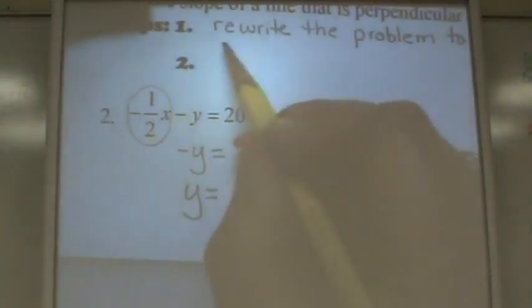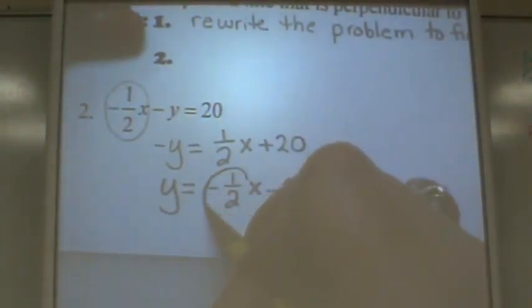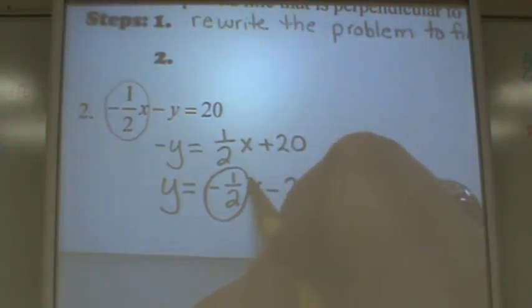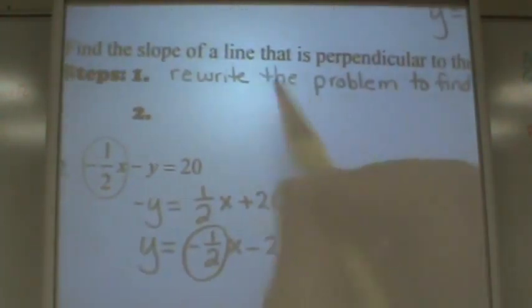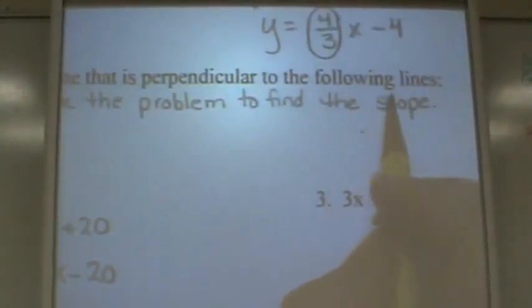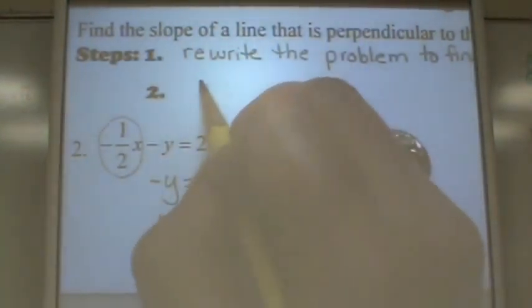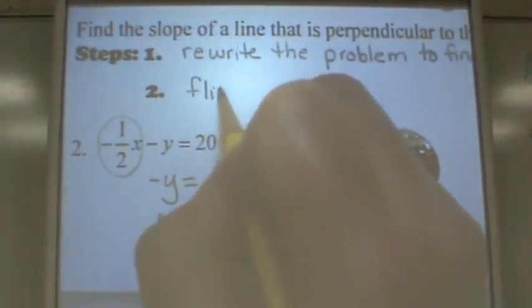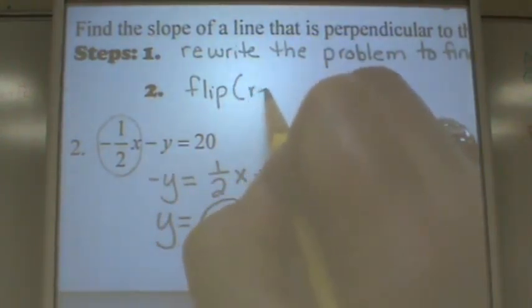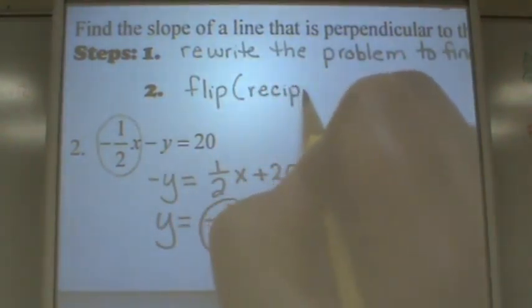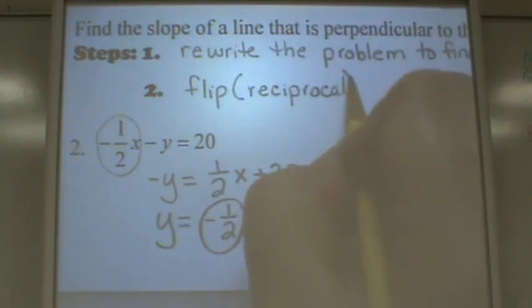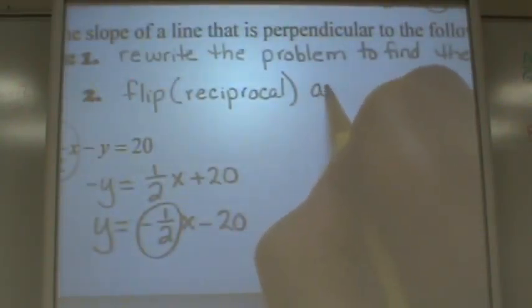So after you find out what the slope is, the slope of this line is negative 1/2. To find the slope of a line that's perpendicular to this line, what you do is you flip, or find the reciprocal, and change the sign.